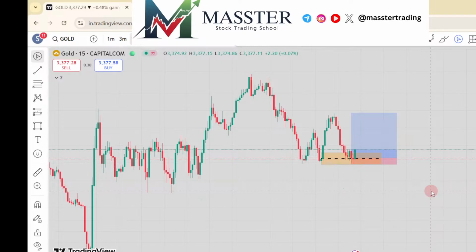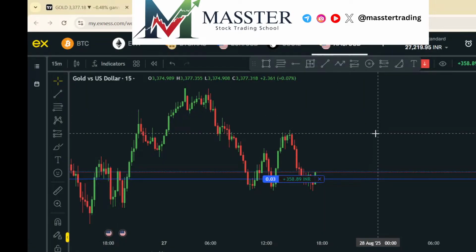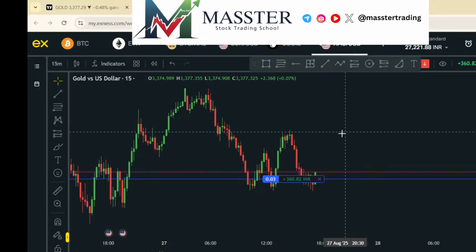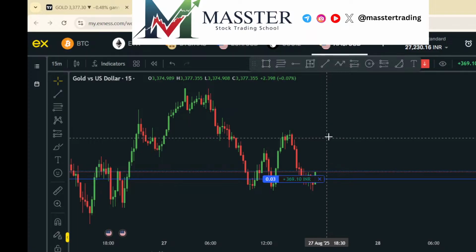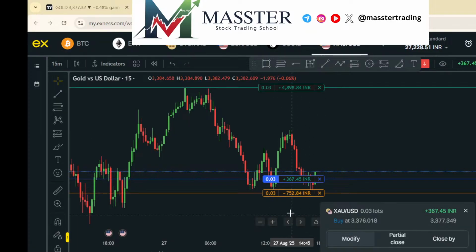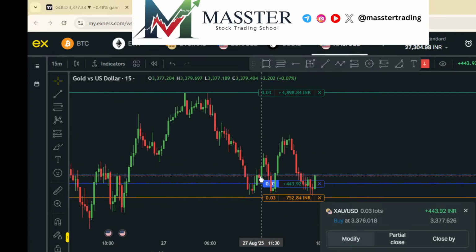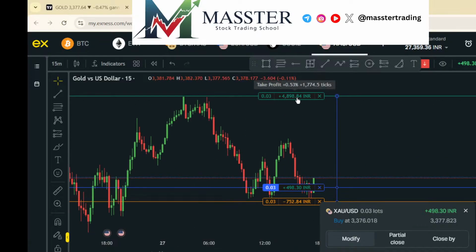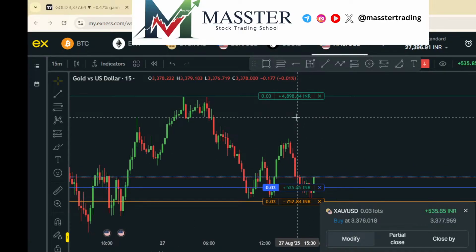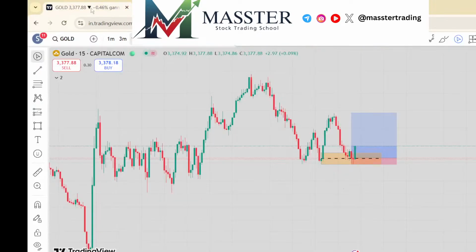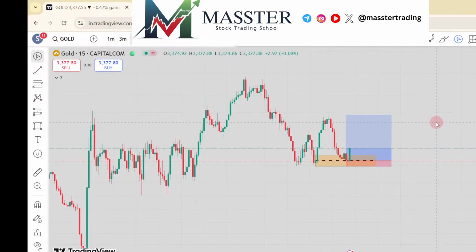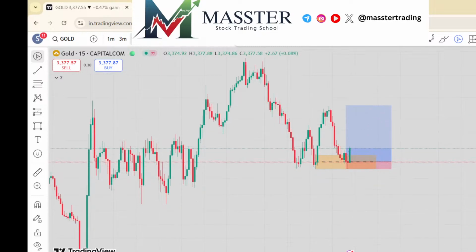So as you can see here in my terminal exchange, I took an entry with 0.03 lots with a risk reward. My SL is below that, if you see these three swing lows. My SL is around 750 rupees and my target is around 4,800 rupees. Okay, so it's going very great till now.